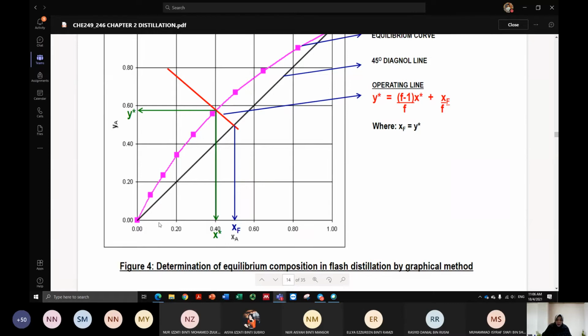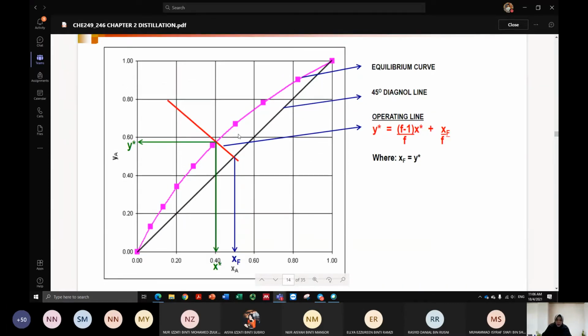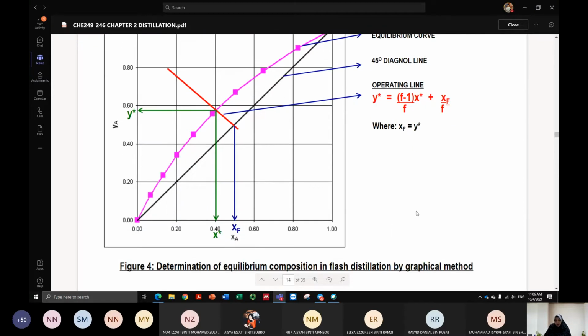Next, once you have labeled the coordinates, connect all the coordinates and form an equilibrium curve. The equilibrium curve must be smooth enough, or at least meet the best fit line. Next, draw the 45-degree line. These are compulsory: draw the equilibrium curve, and draw the 45-degree line. Why do you need that? Because it makes our calculation and drawing easier to get the final answer.